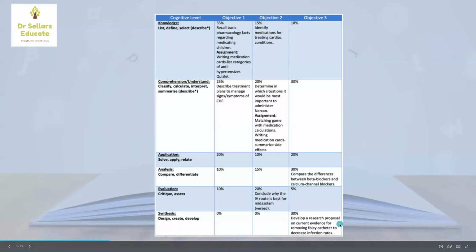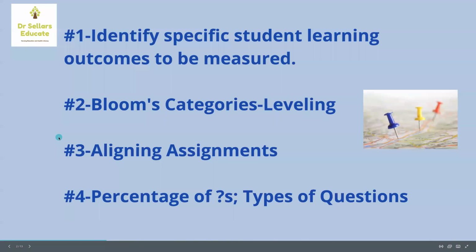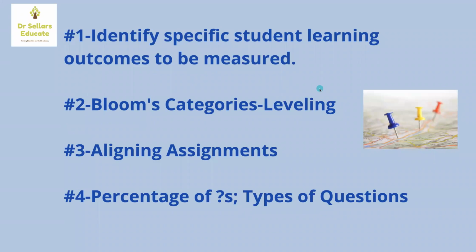First, just remember the 4 steps that are involved. And secondly, when should we complete the exam blueprint? Before or after the exam? If you guess before the exam, you are correct. So the exam blueprint should be completed as step number 1. That's why it's so important for us to identify the specific student learning outcomes that we want to measure.